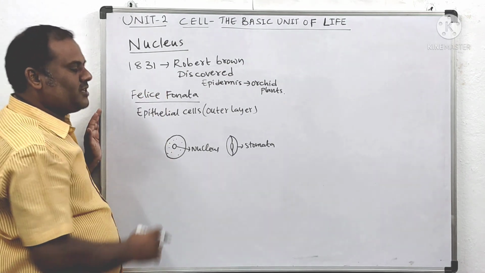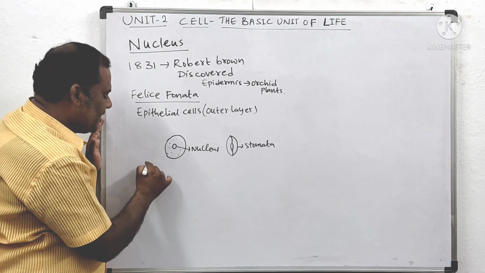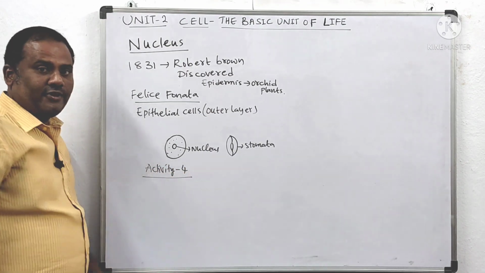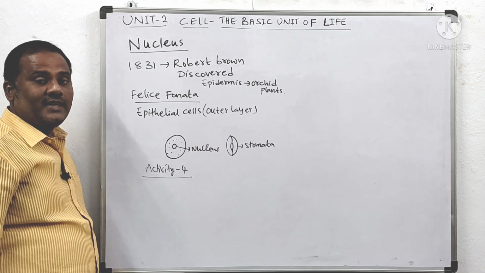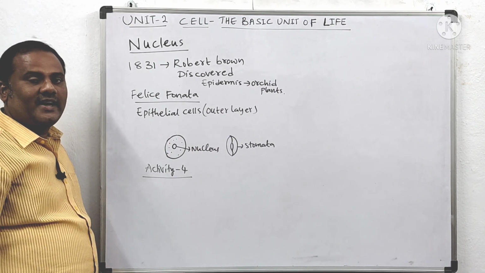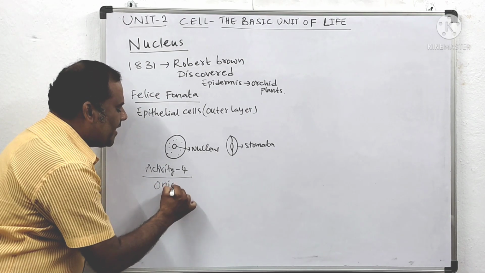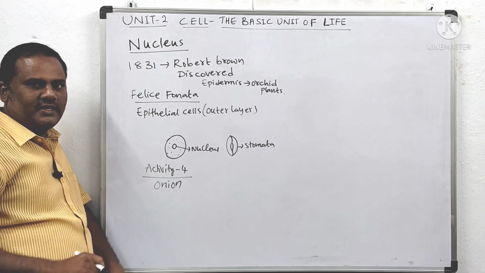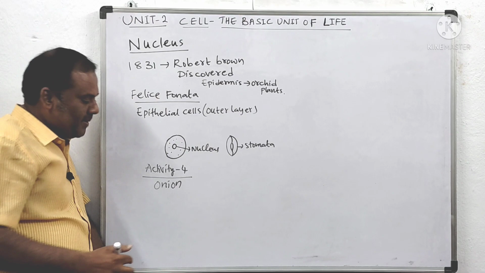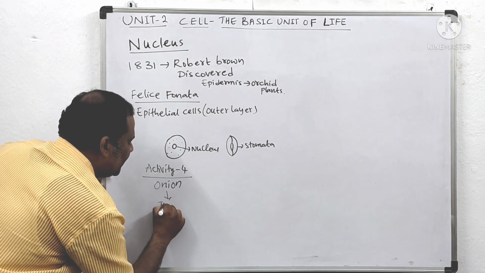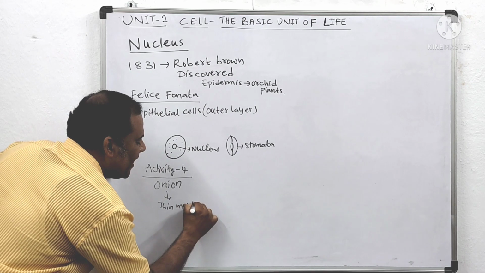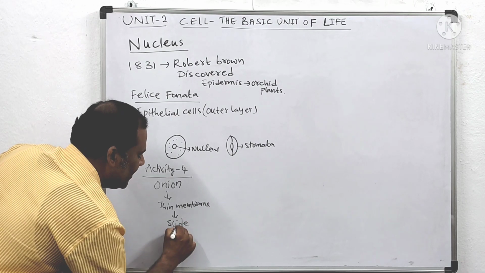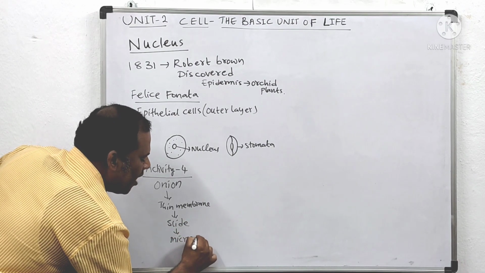Later, if you want to see the nucleus, we have to do activity 4. In the previous video, we came to know activity 3, how to observe the cell in onion cells. Same procedure: you peel the onion, cut it into two equal halves, and collect a thin membrane from the onion. The thin membrane should be spread upon a glass slide. Then you can observe it under the microscope. How to observe?